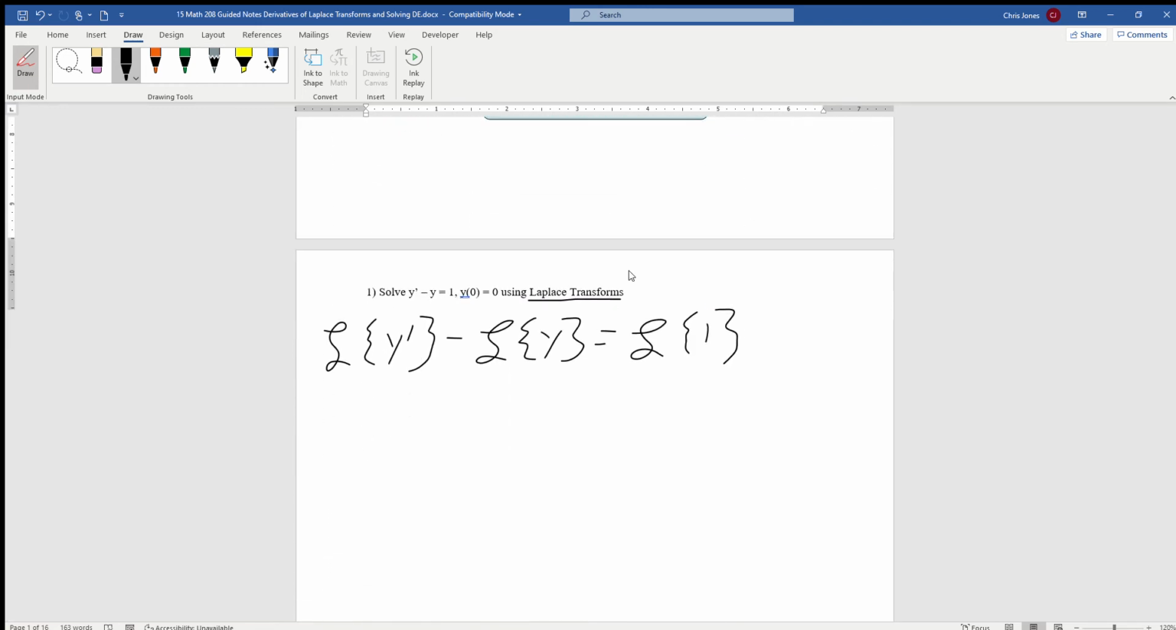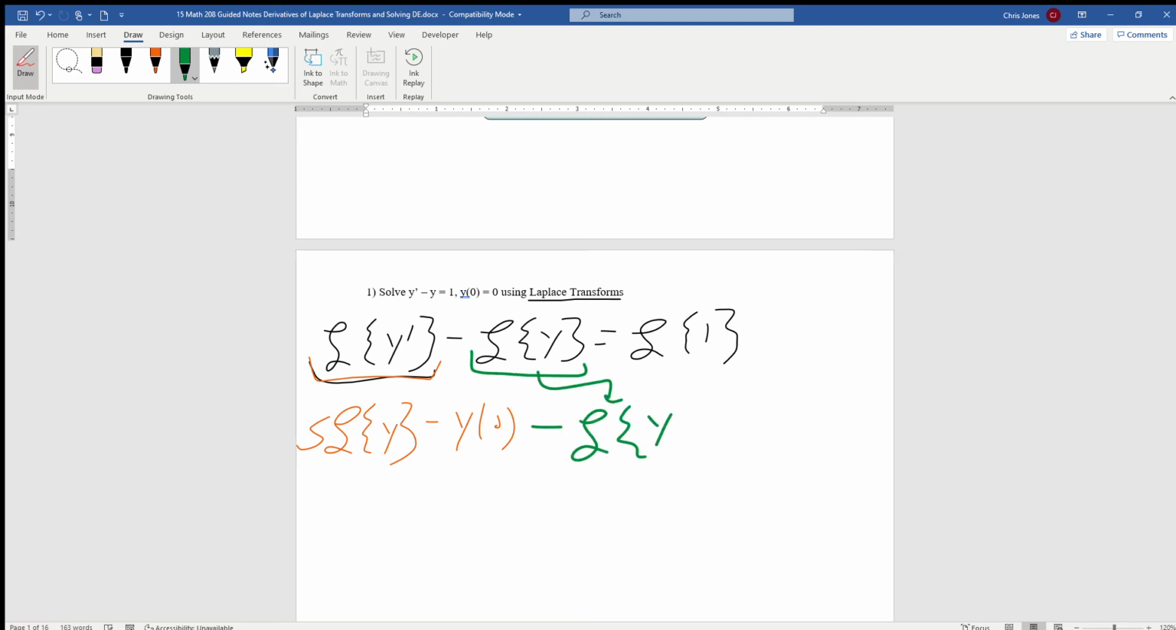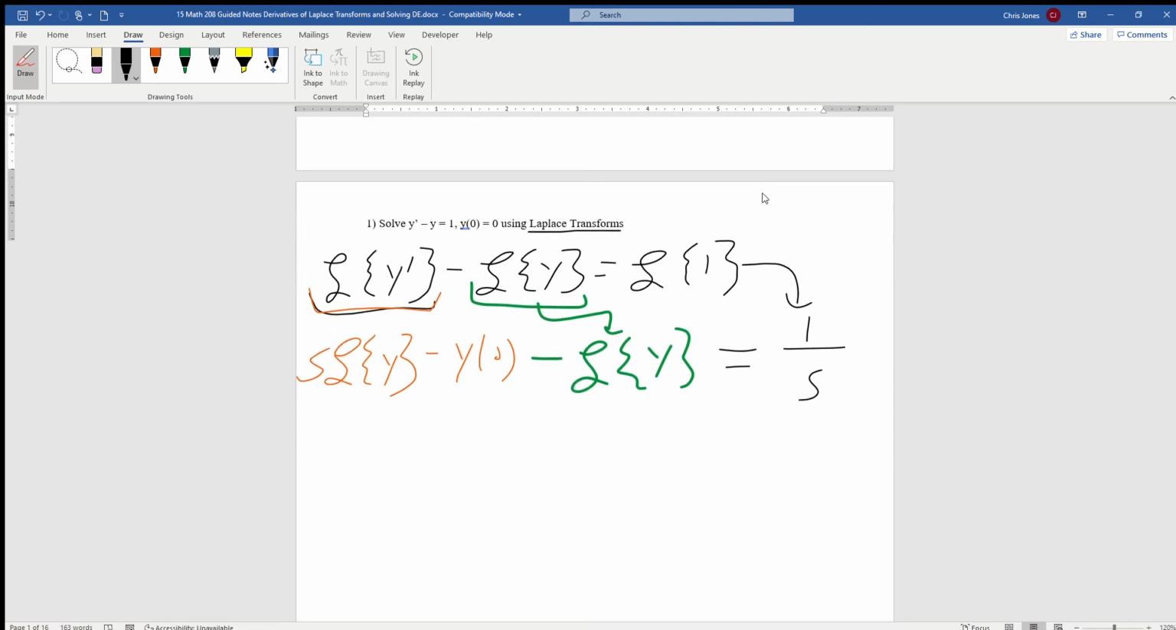And so this is going to now turn into, so I'm just going to use a different color just to illustrate, s L of y minus y at 0, minus, now this is going to just stay L of y. And then finally, we know what the Laplace transform of 1 is. Remember, the Laplace transform of 1, if we look at that table, is 1 over s. All right, pretty neat. Notice that there are no derivatives now in the new equation. It's an algebraic equation.